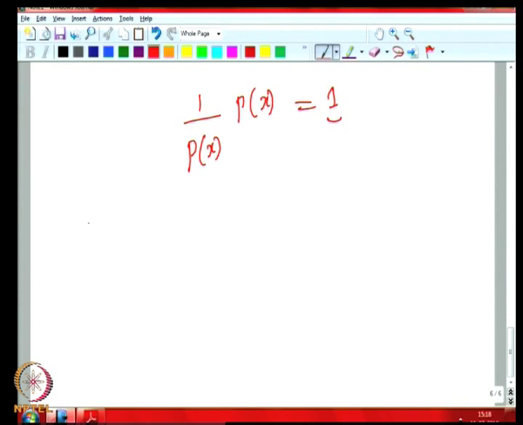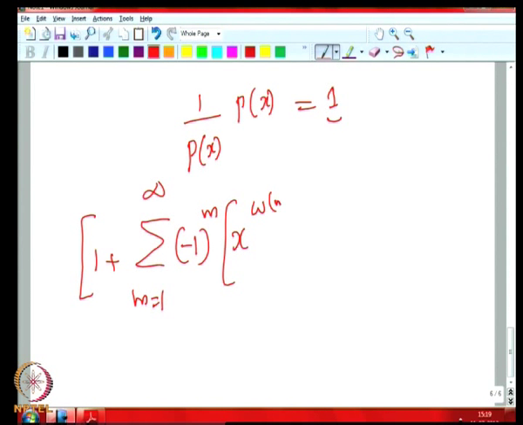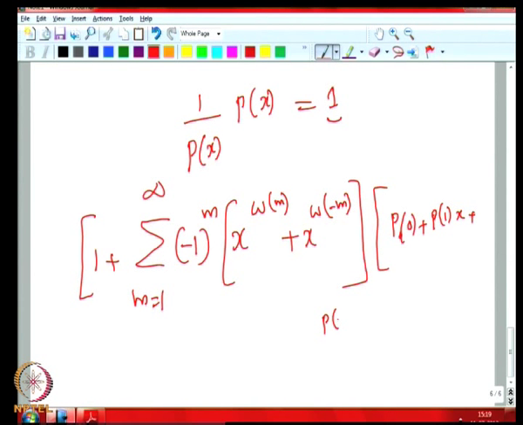So, we can try to express this way. 1 by p of x is, as we have expressed, 1 plus sigma m equal to 1 to infinity minus 1 raised to m, x raised to omega of m plus x raised to omega of minus m, into p of x. P of x is what? P of x is p of 0 plus p of 1 into x plus p of 2 into x square plus so on. This is what is p of x.